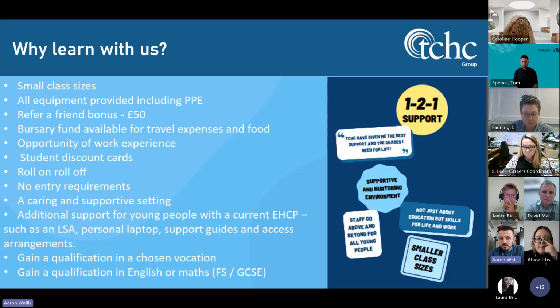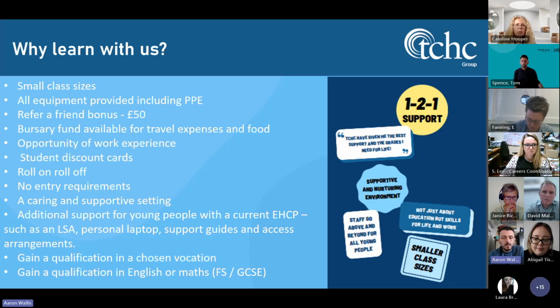We do provide bursary funds, so we can support with travel expenses on public transport, and they can have a food bursary to buy themselves some lunch while they're here. As I said, we offer work experience. We're roll on, roll off. We don't have any entry requirements. So if a young person doesn't get the grades they need to maybe go to another college, we can still support them. They don't need to have their English and Maths GCSEs because we'll support them to retake with us.